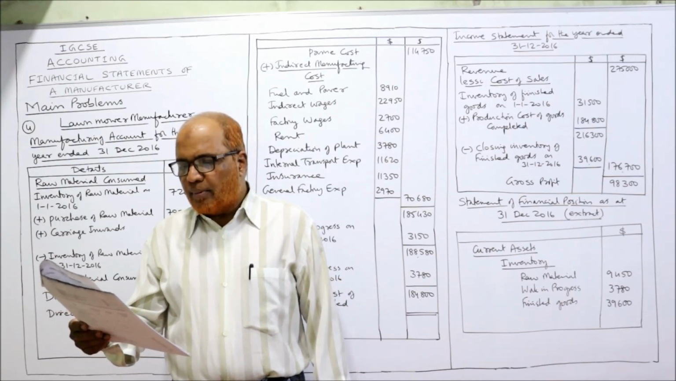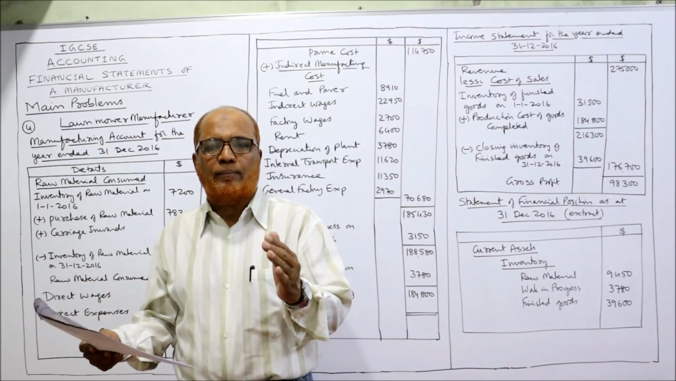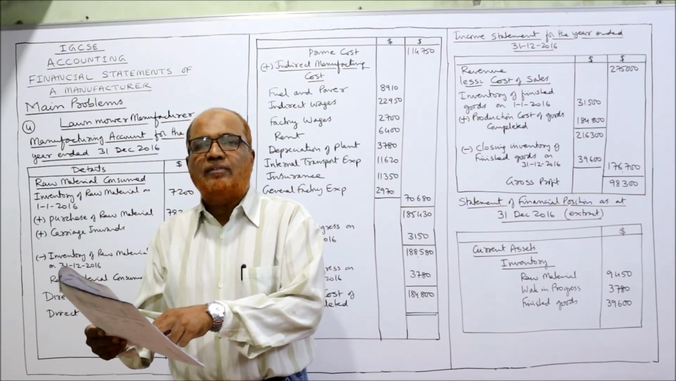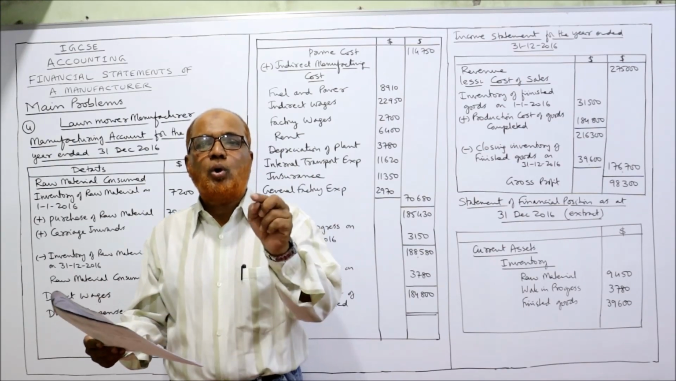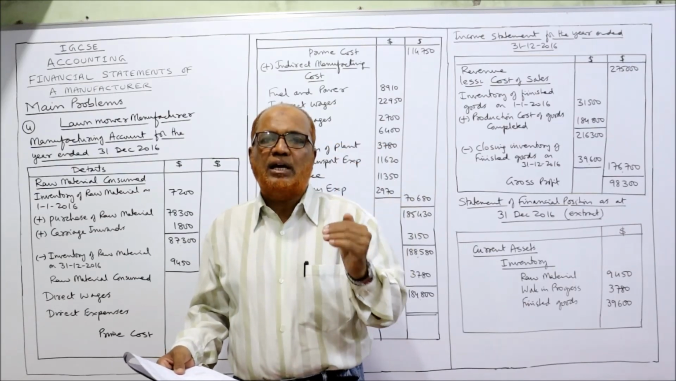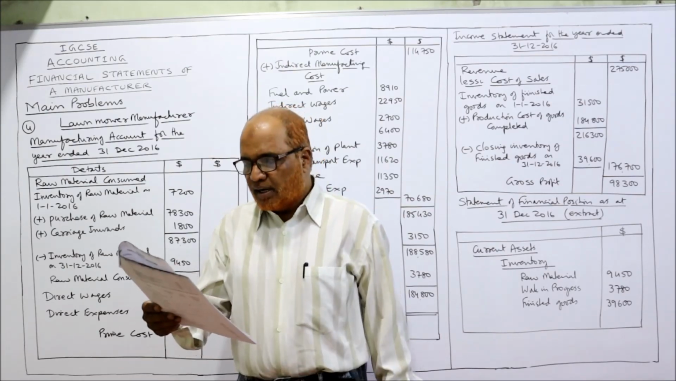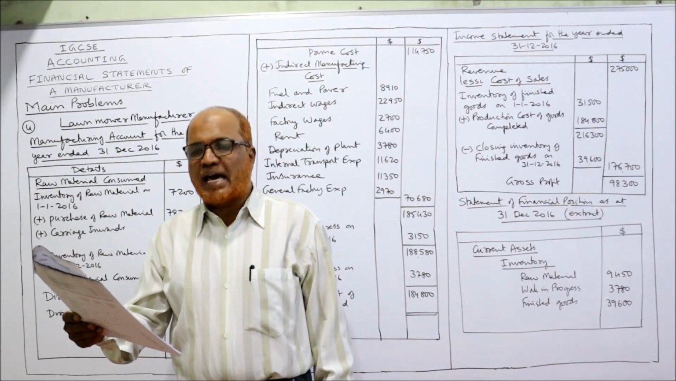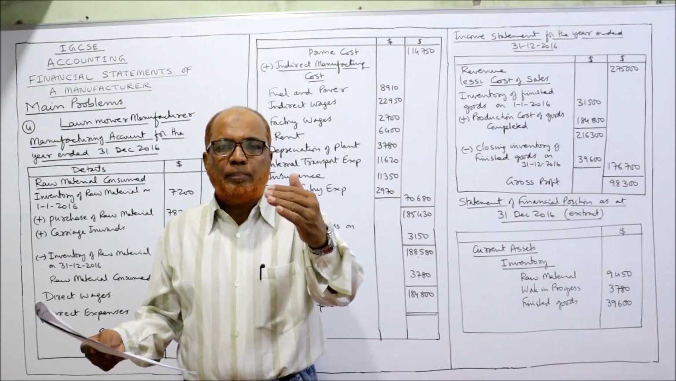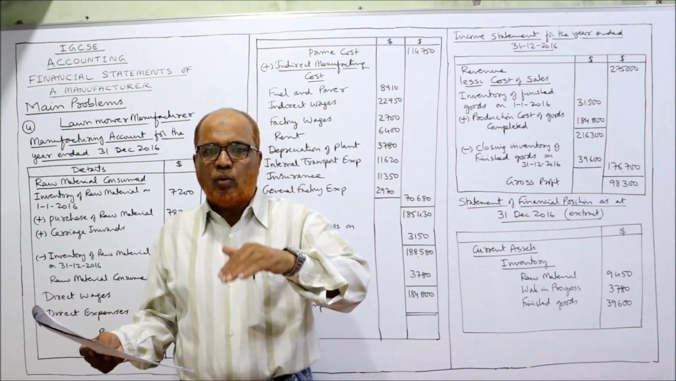Now, inventory of raw material on 1st January 2016. 1st January 2016 means beginning of the year. So opening inventory of raw material 7,200. Then inventory of raw material on 31st December 2016, closing inventory of raw material. So we are given opening inventory, we are given closing inventory of raw material that will be taken under raw material consumed. Next, work in progress on 1st January 2016 and work in progress on 31st December 2016. So opening WIP, closing WIP. So we are given raw material opening closing, WIP opening closing.